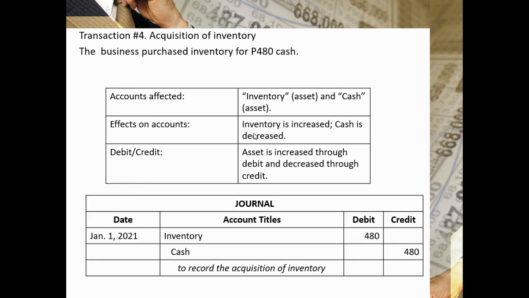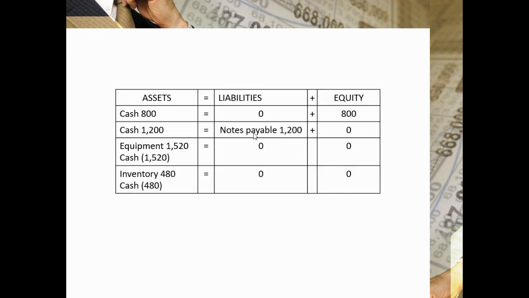So, what will be the journal entry? So, debit inventory for 480 and credit cash for 480. This is to record the acquisition of inventory. And what will be its effect in the equation? Zero effect pa rin siya sa asset and no effect in liabilities and equity. So, it will be maintained to assets amounting to 2,000, liabilities amounting to 1,200, and equity amounting to 800 pesos.